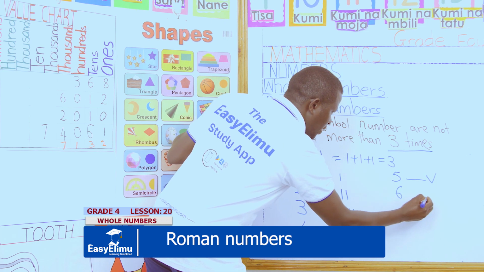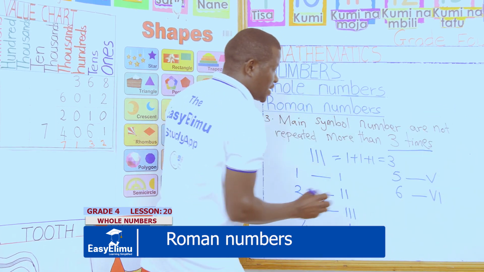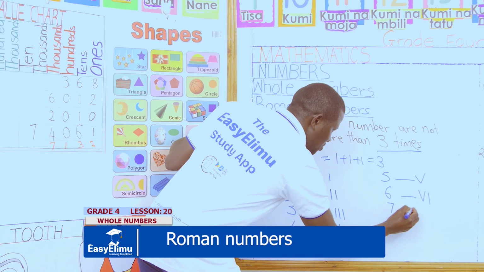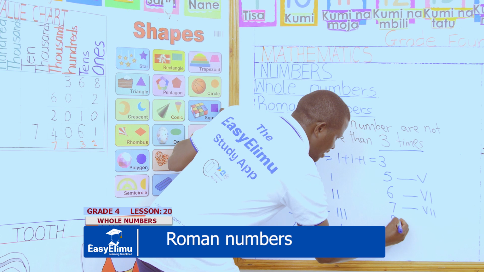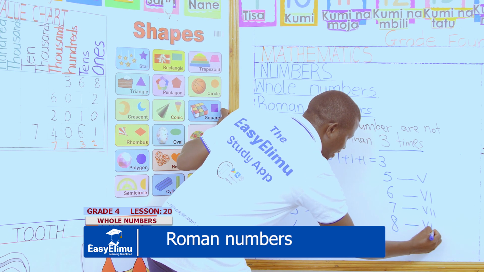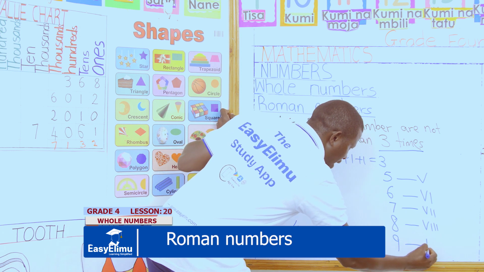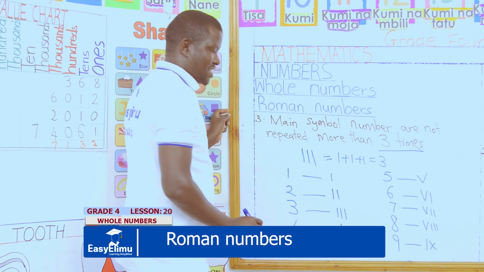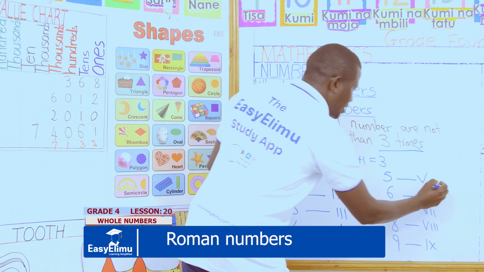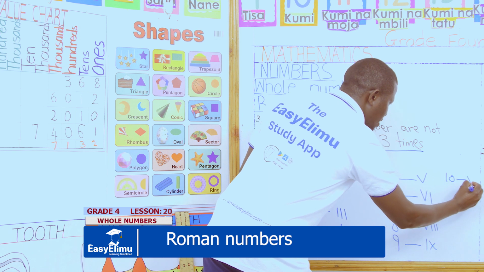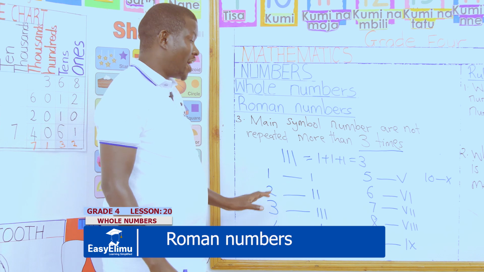Number 6, we can add now, because I can see somewhere we had written it. Number 7 is written as V and 2 times I. Number 8 is written as V and 3 times I. Number 9, we had written it as X and I to the left. And then the last number is number 10. Number 10 we have written as X. Those are the main Roman numbers from 1 up to 10.